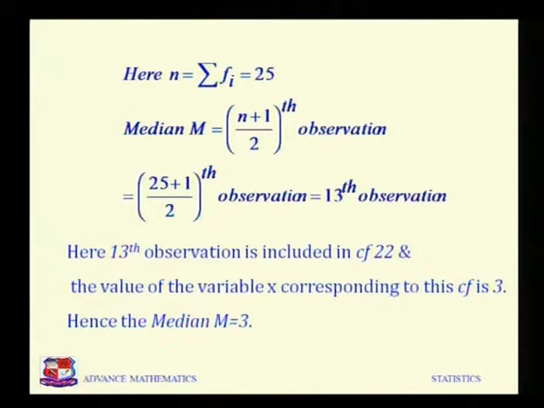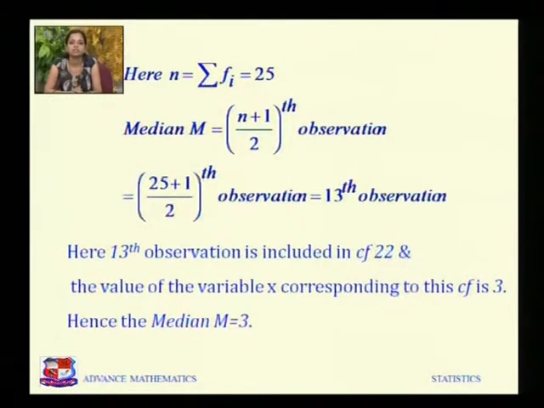मैंने अभी बताया कि 13th observation किस तरह से cumulative frequency 22 में आएगी. और अब हमें देखना है कि the value of the variable x corresponding to this cumulative frequency is 3. Hence our median M is equal to 3. हमें x की value देखनी है इस CF, cumulative frequency 22 की.